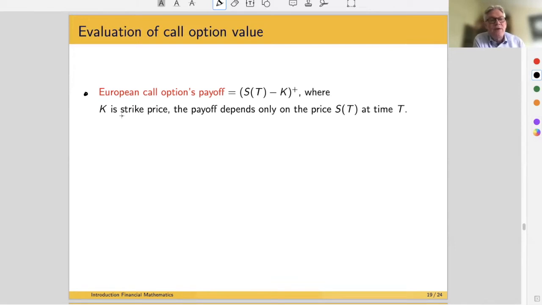K is the strike price agreed upon at time 0. And the payoff depends only on the price at final time. There are many, many other options, American options, Asian options, many other constructions. They may not only depend on the price at final time, but this European option depends only on the value of the stock at the final time.